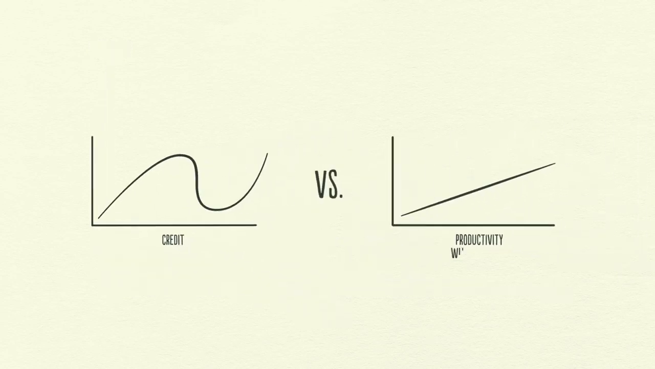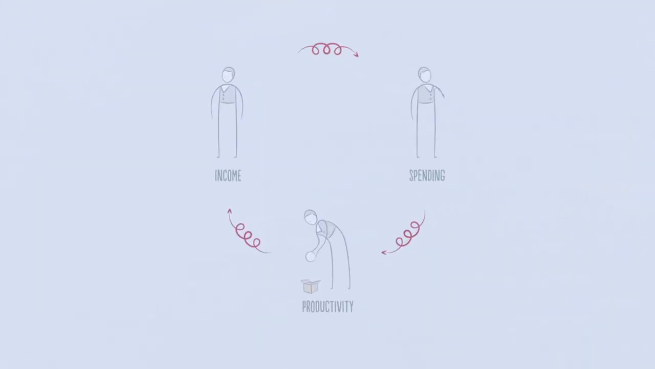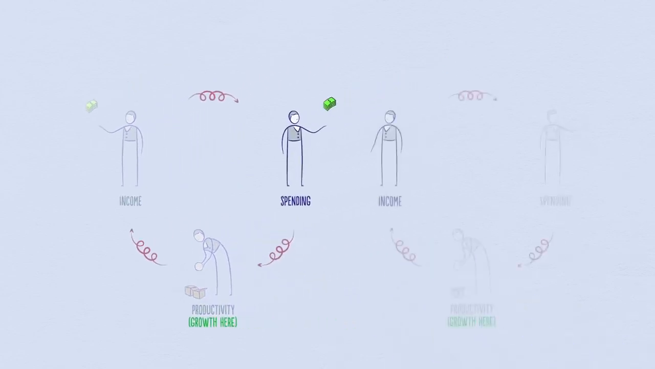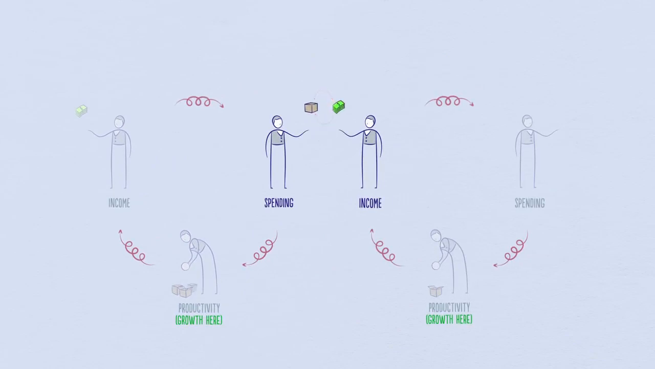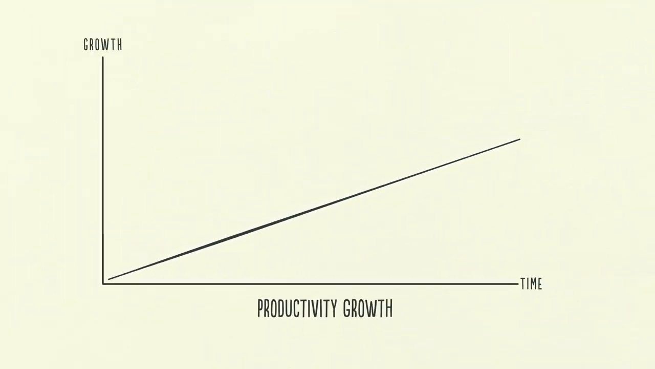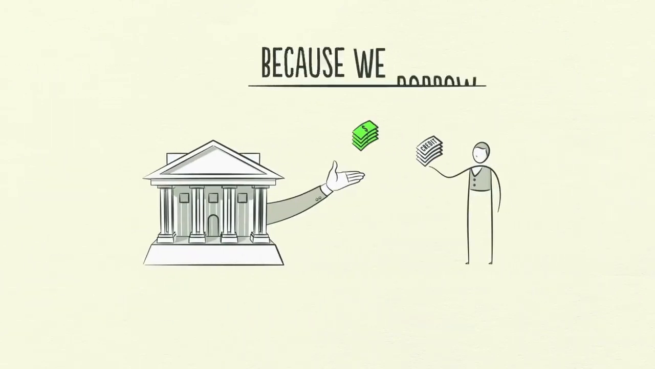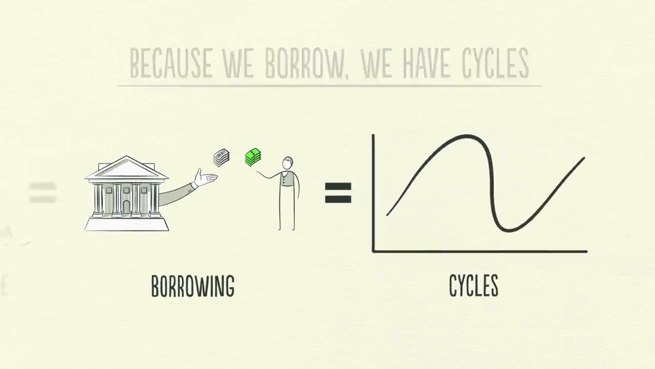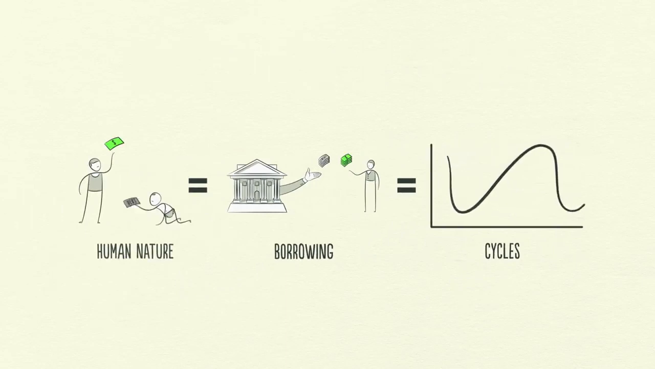Let's for a second imagine an economy without credit. In this economy, the only way I can increase my spending is to increase my income, which requires me to be more productive and do more work. Increased productivity is the only way for growth. Since my spending is another person's income, the economy grows every time I or anyone else is more productive. If we follow the transactions and play this out, we see a progression like the productivity growth line. But because we borrow, we have cycles. This isn't due to any laws or regulations, it's due to human nature and the way that credit works.